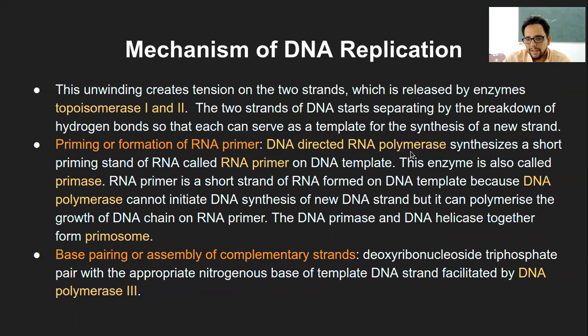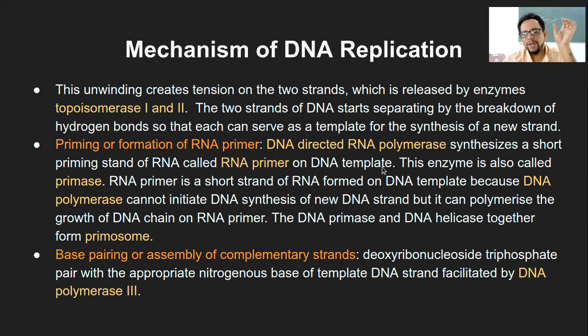The enzyme, again another enzyme, is DNA directed RNA polymerase. That means this is actually RNA polymerase, but it is directed by a DNA molecule. That means its action is controlled by the DNA. That is why it is DNA directed RNA polymerase. RNA polymerases are used in the synthesis of RNA. So you might wonder, what are they doing in the DNA replication process? Just hold on to this fact. DNA directed RNA polymerase synthesizes a short priming strand of RNA called RNA primer on a DNA template.